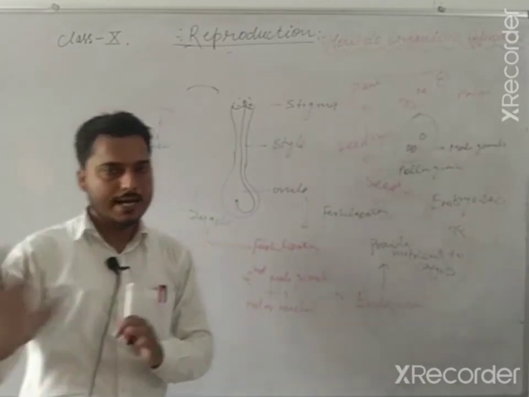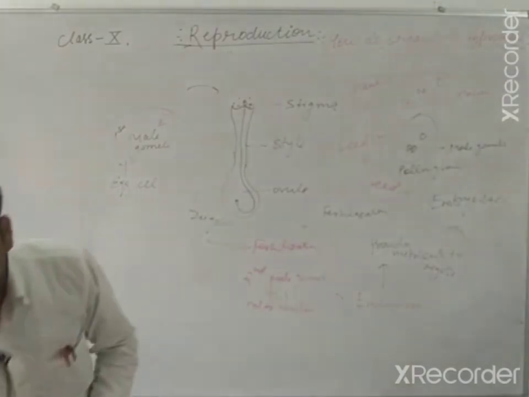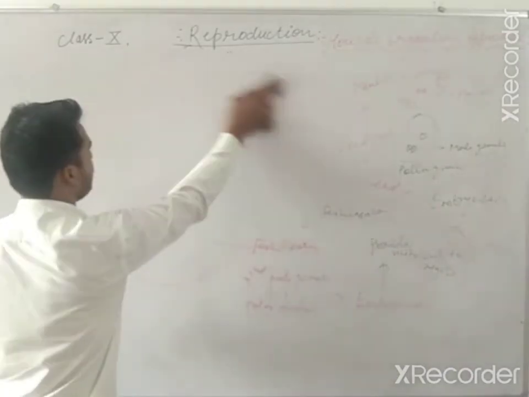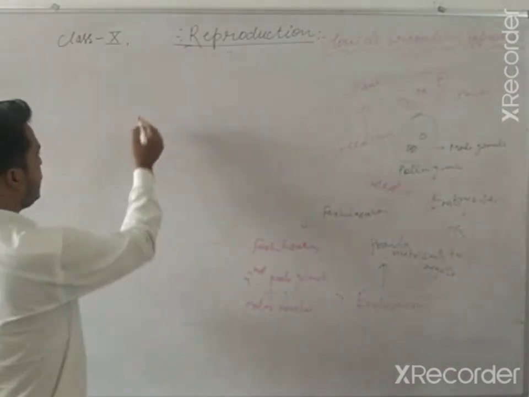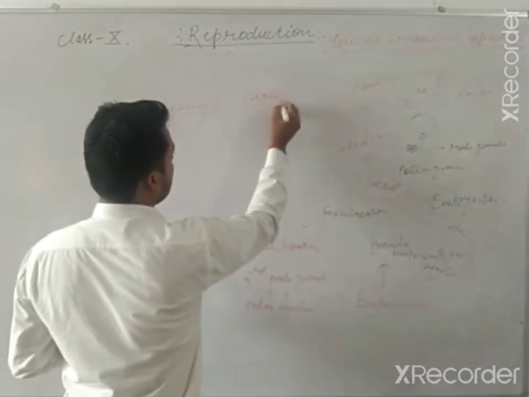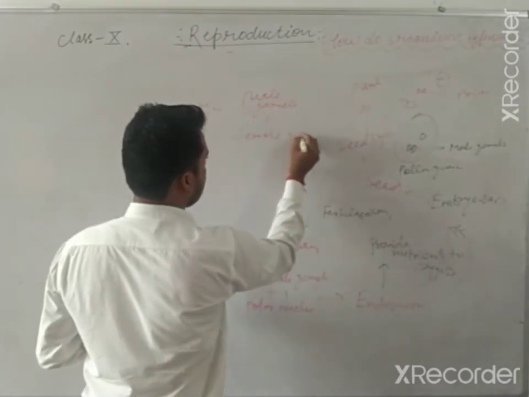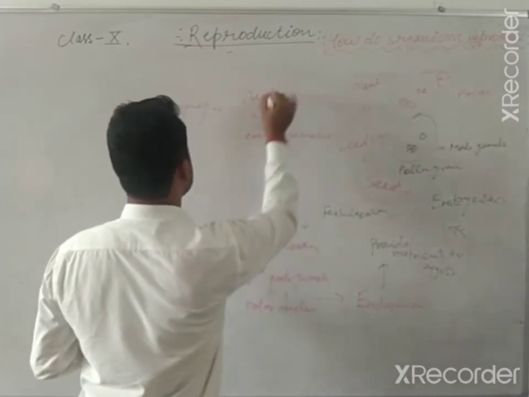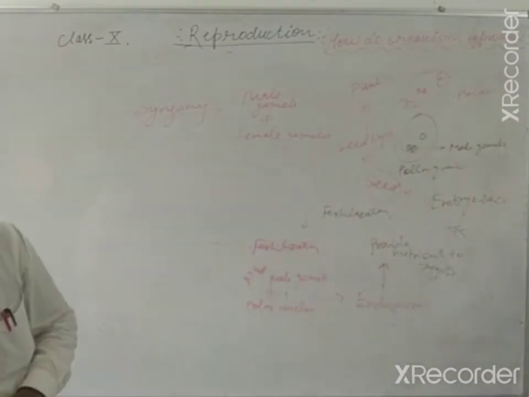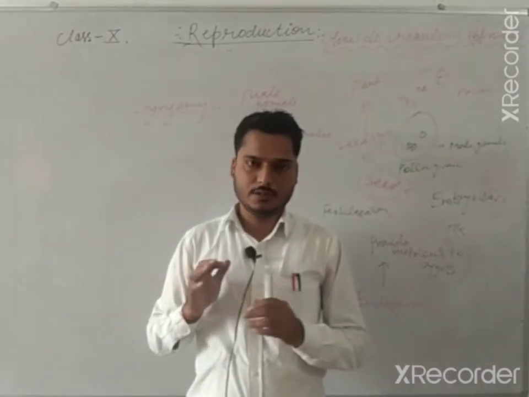My dear students, here one term I forgot to tell you, that is syngamy. Sometimes it is asked, what is syngamy? Syngamy is nothing but the fusion of male gamete and female gamete. When these fuse with each other, the process is called syngamy. So my dear students, that is all about your female reproductive part.